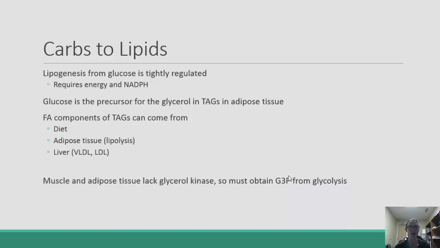Let's start with the conversion of carbs to lipids. So our glucose to our triacylglycerol or triglyceride, either way. We know that carb can eventually be converted to lipid, except lipogenesis from glucose is tightly regulated, and it requires energy, and it also requires NADPH. And you'll remember NADPH is produced from glucose with the hexose monophosphate shunt, or pentose phosphate pathway.